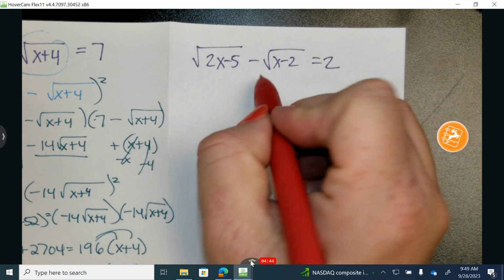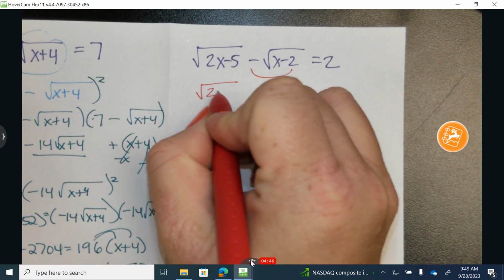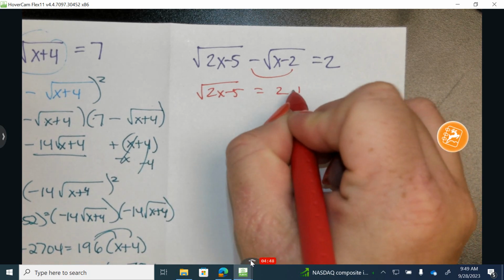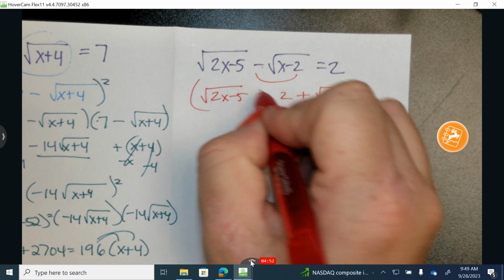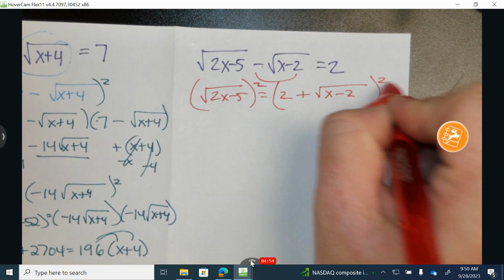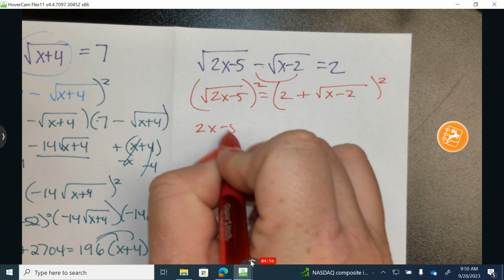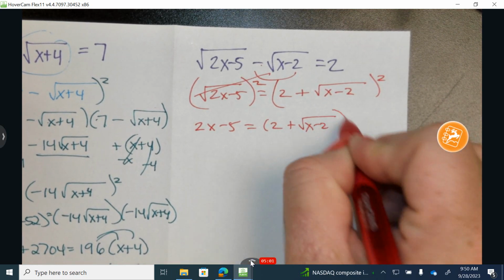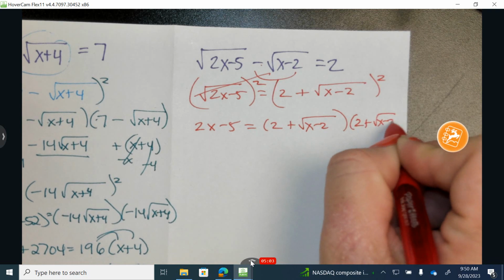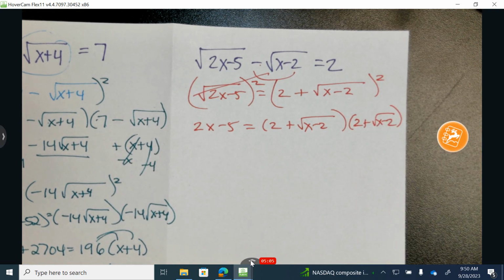Here we go. In this problem, I'm going to move this to the opposite side. So I have the square root of 2x minus 5 equals 2 plus, when it moves over, x minus 2. And now I'm going to square both sides. So 2x minus 5, and this cancels out, and I'm going to write this quantity twice. It looks like smaller numbers. Hopefully this will be easier than problem number 15.